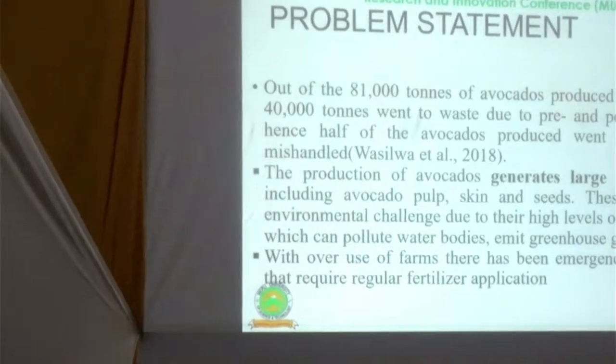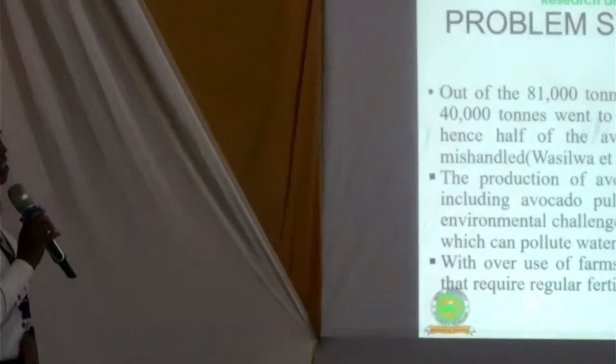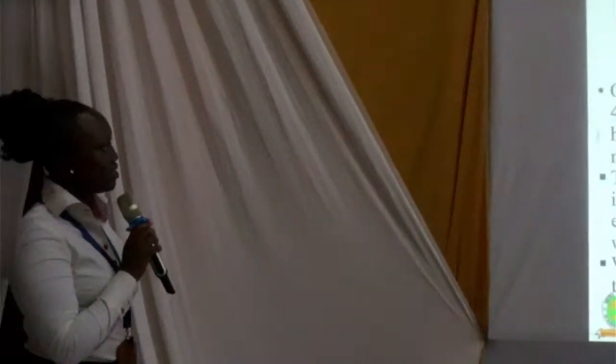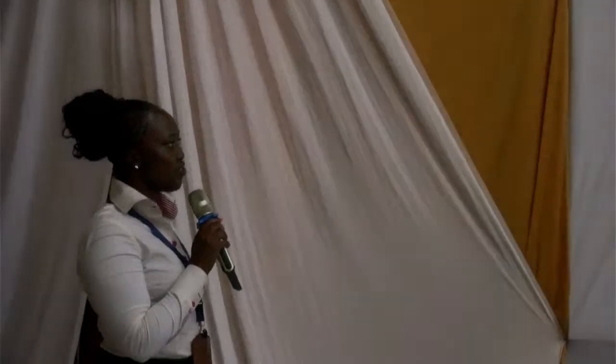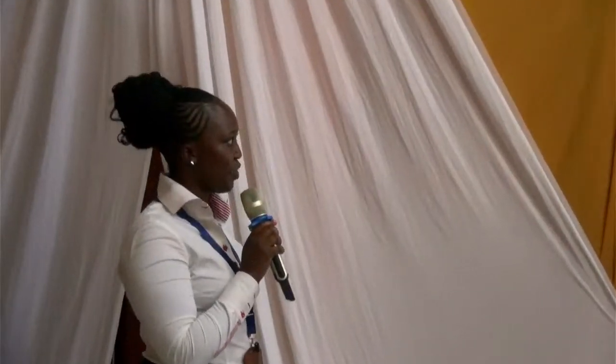So, the problem statement. In 2017, according to Wasilo et al., out of the 81,000 tons of avocados produced in Kenya, 30 to 40 tons went to waste due to pre- and post-harvest handling practices, which means nearly half of everything that was collected actually went to waste. So this is a large amount of organic waste, not counting the leaves in the shamba or any other waste that we cannot quantify at this particular point. So a lot of waste is seen.